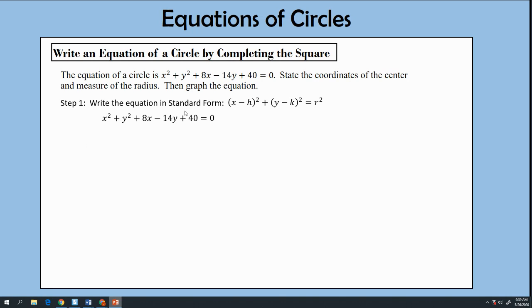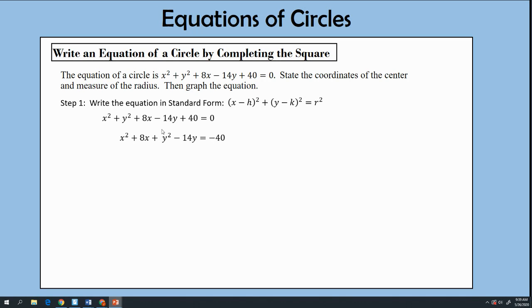Okay, so the first thing we need to do is you can see that we want to move our 40 from this side to the other side, and we're going to organize this side that remains into like terms. So the x squared and the x we're going to put next to each other, the y squared and the y term we're going to put next to each other. So if I do that, I'm going to rewrite it as x squared plus 8x plus y squared minus 14y equals, and then moving the 40 over here, I get negative 40.